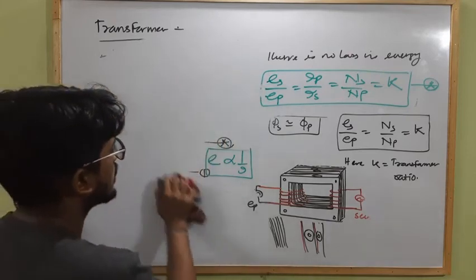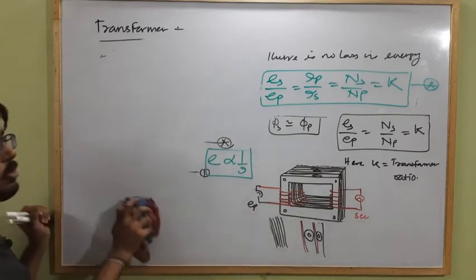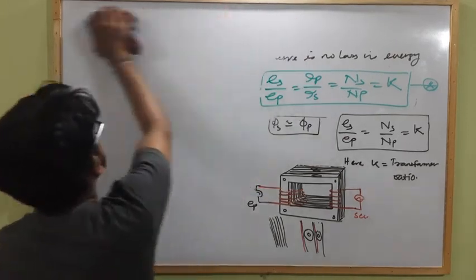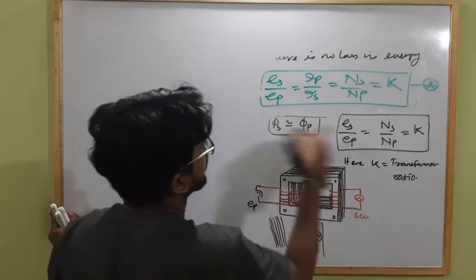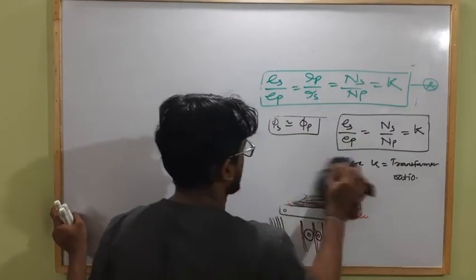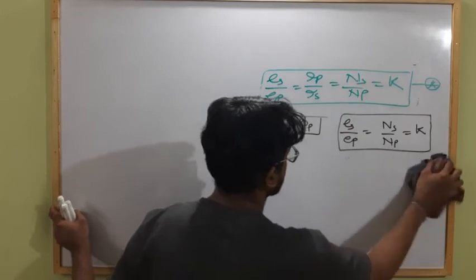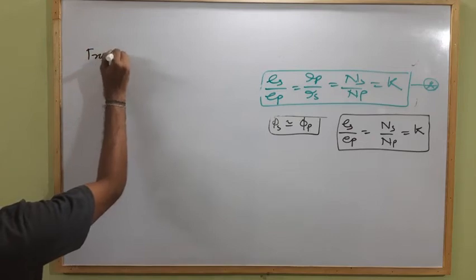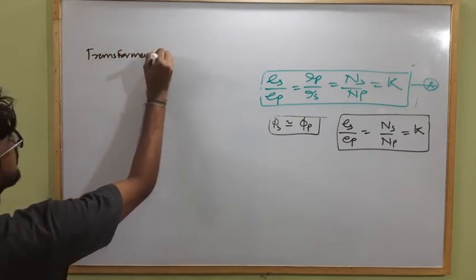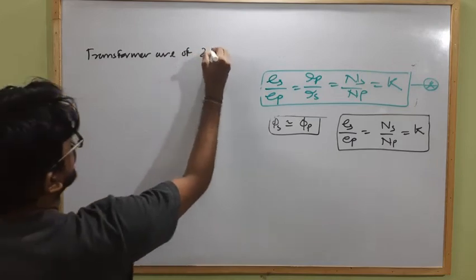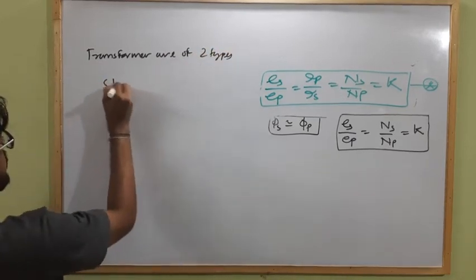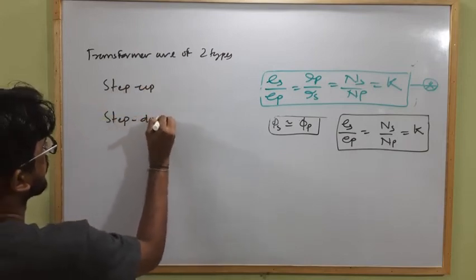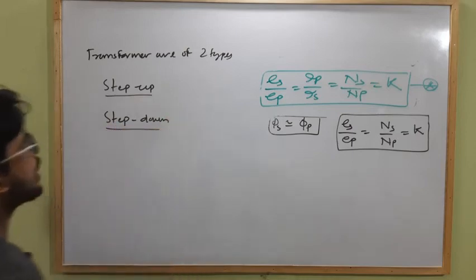So according to that, the transformer is divided into two parts. You have to remember these relations. So transformers are of two types: step up and step down. Okay, what is step up and step down?